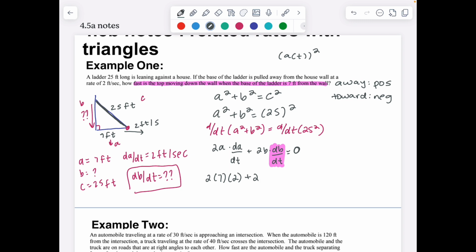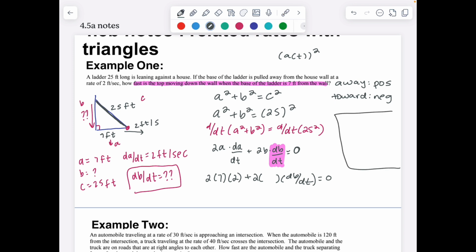Then 2, and I'm going to plug in B. So notice I don't actually know what B is. So I have 2 unknowns here, which gets me stuck because you can only solve when you have 1 unknown. But we should be able to find B, right? Because we know that this side length is 7, this side length is 25. So we can just use our normal Pythagorean theorem equation to find that. So I'm solving for B over here.